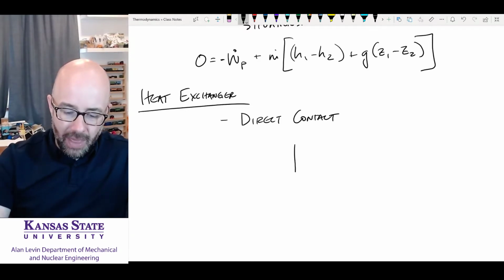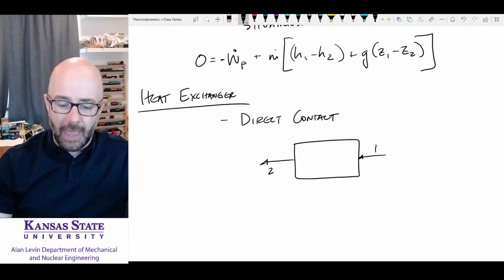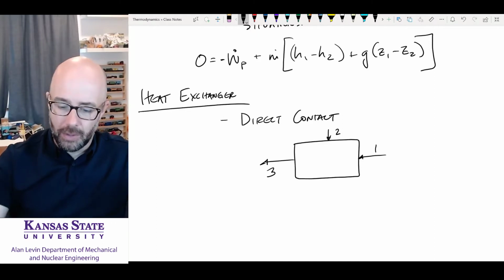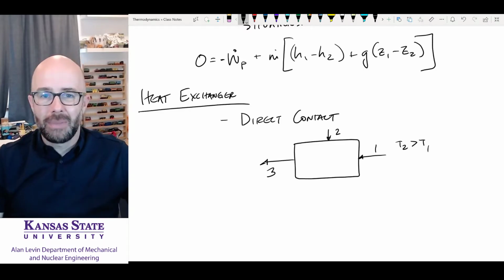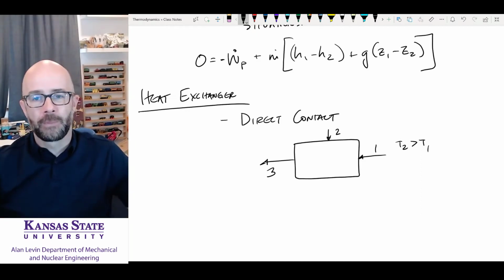How we would draw a direct contact heat exchanger is we would have flow 1 coming in and flow 3 coming out, and then you would have flow 2 coming in here. So T2 would be greater than T1, and then temperature 3 would be somewhere in between T1 and T2 as it mixes together directly and touches and mixes around. Okay. That's what a direct contact heat exchanger looks like.